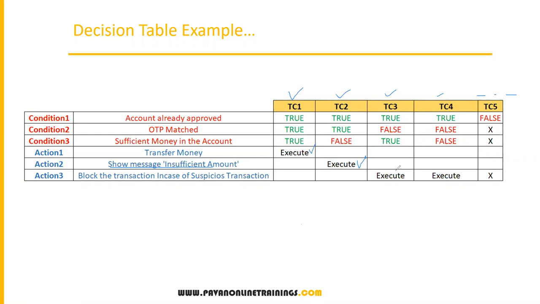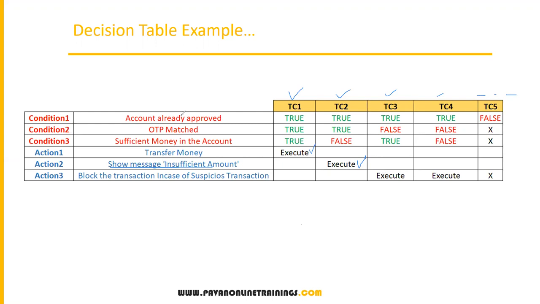Now the next combination. Account is already approved, OTP is not matched. You also have sufficient money in the account, but OTP is not matched. At the time when you send the money, what will happen? Block the transaction because OTP is not matched, that is, block the transaction in case of suspicious transactions. This is one test case. So you need to mainly focus on different combinations of conditions and corresponding actions.